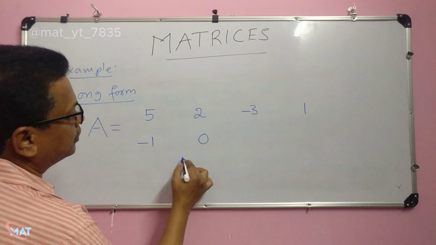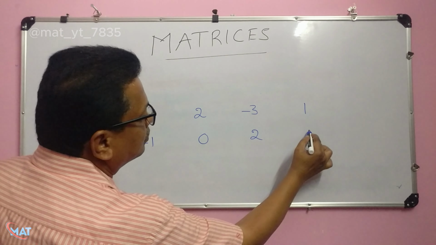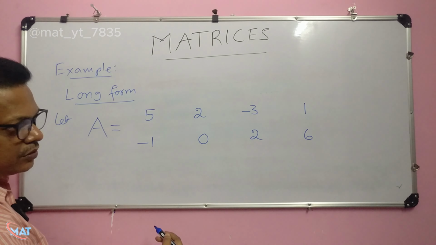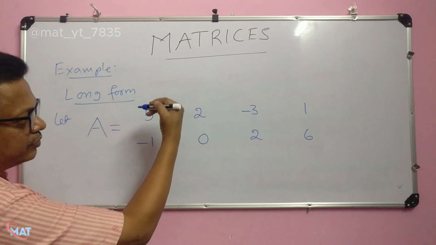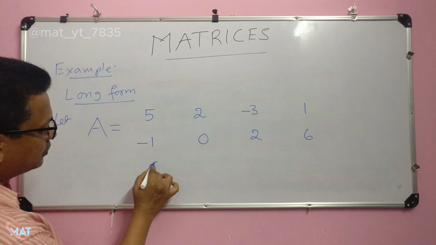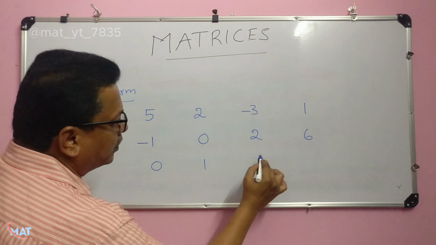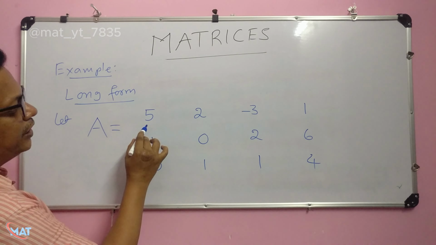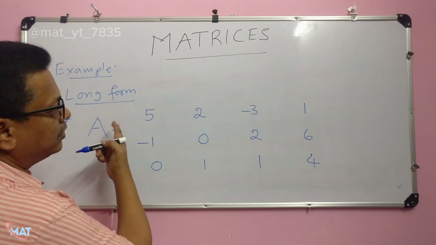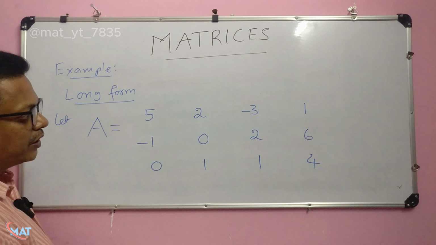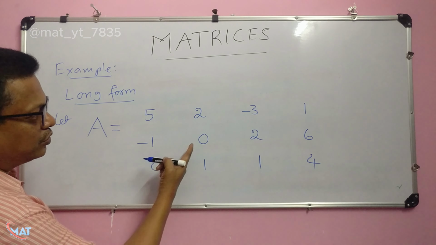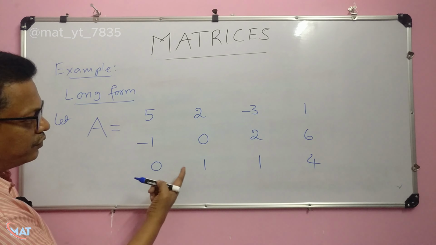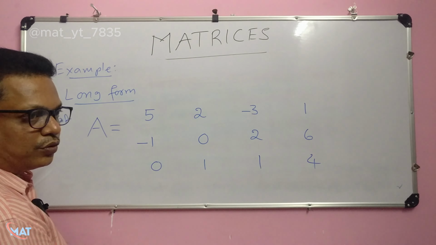-1, 0, 2, 6. I am going to build up one more row below that. Rows, if you want to write down top to down, we are going to write down here 0, 1, 1. Now you see 4 elements have been taken. 5, 2, minus 3, 1. That constitutes one row, row 1. Minus 1, 0, 2, 6. That constitutes elements of row 2. 0, 1, 1, 4. Elements of row 3.